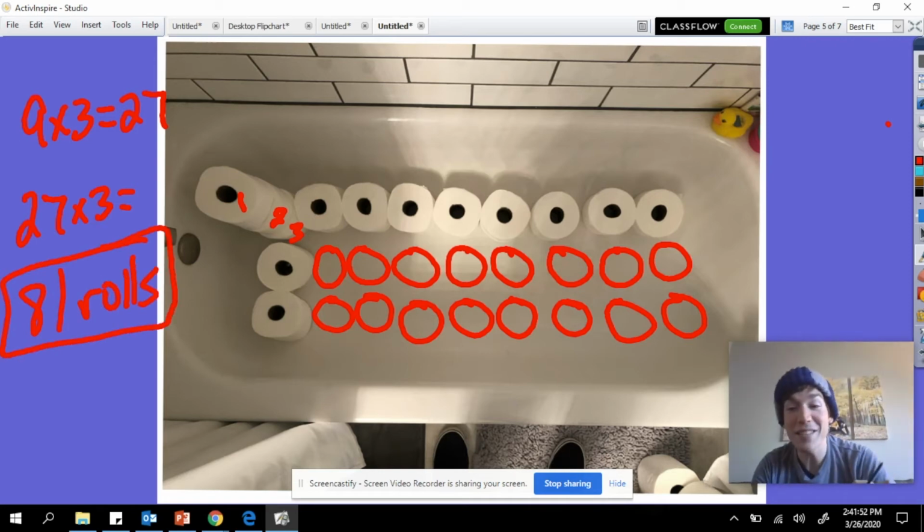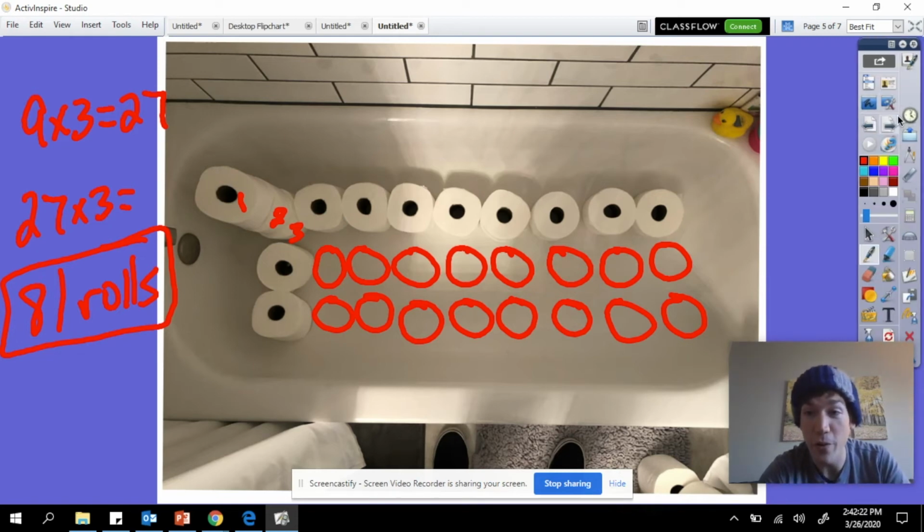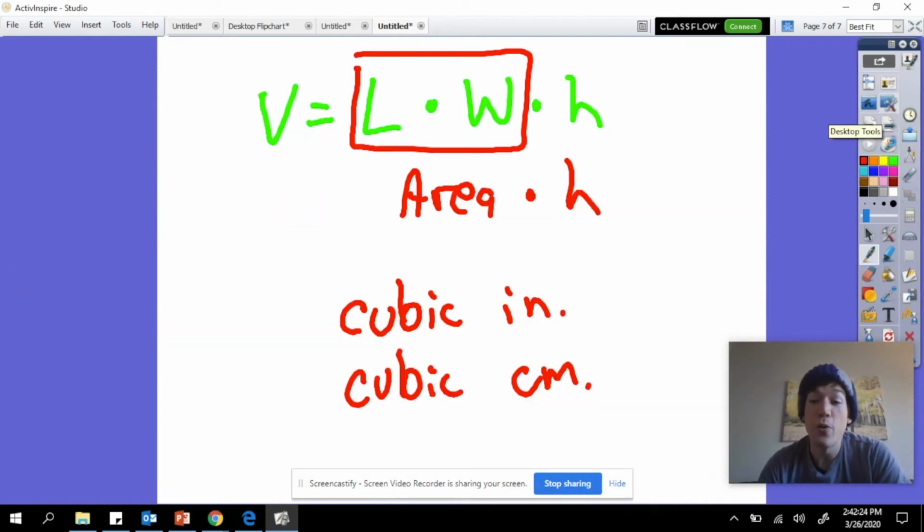Now, again, this isn't perfect because there's going to be a little bit of empty space in the bathtub because it's not a perfect rectangular prism. And also, rolls of toilet paper might be different sizes based upon the type of toilet paper that you purchase. But what we do have to think is those three dimensions of that rectangular prism, the length, the width, and the height, that help us to find the volume. And in this case, remember, our units are going to be in rolls versus regular units when we're talking about volume. Remember, we're talking about cubic inches, cubic centimeters, cubic feet.